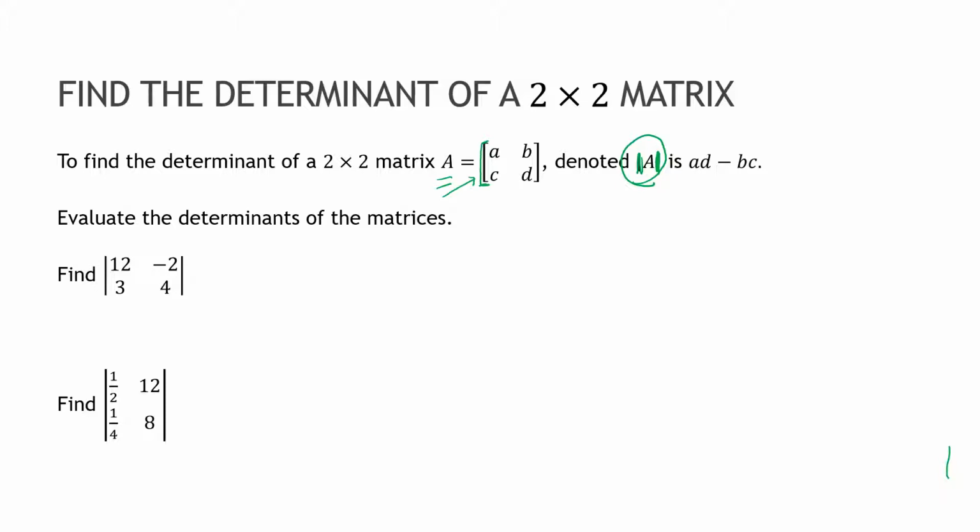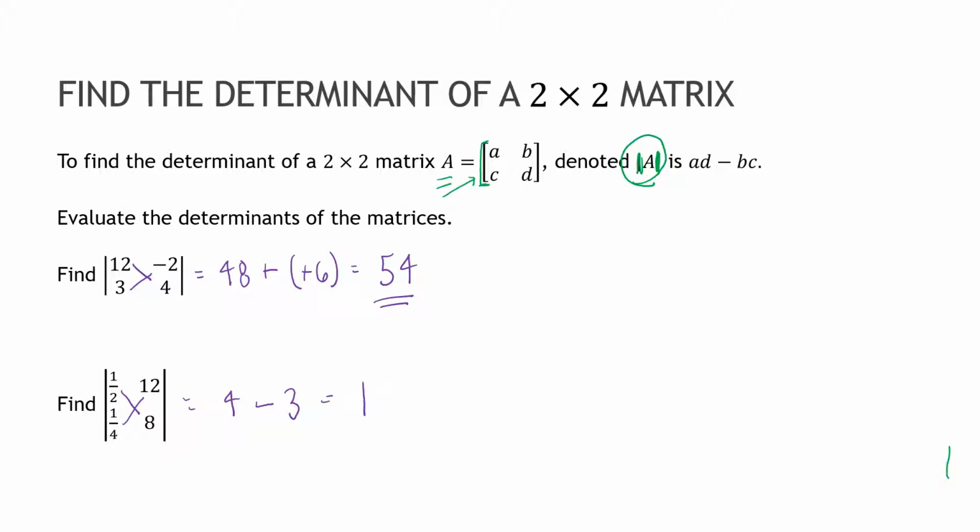So now let's go ahead and do it. This shouldn't be too difficult. To find the determinant, I'm going to take 12 times 4, which is 48. I'm going to take 3 times negative 2, and I'm subtracting, so I'm subtracting a negative 6. 3 times negative 2 is negative 6, which of course means I'm going to add, and I'm going to get 54. So the determinant of my first matrix is 54. My second matrix, 1/2 times 8 is 4, minus 1/4 times 12 is 3, so my determinant is 1.